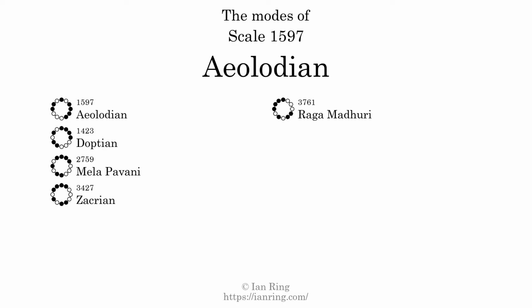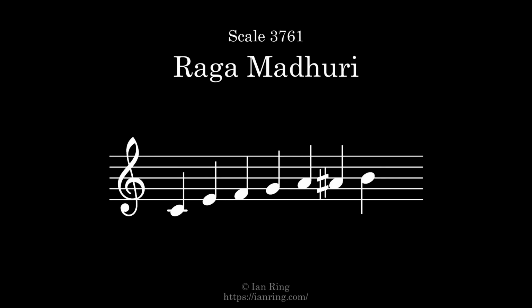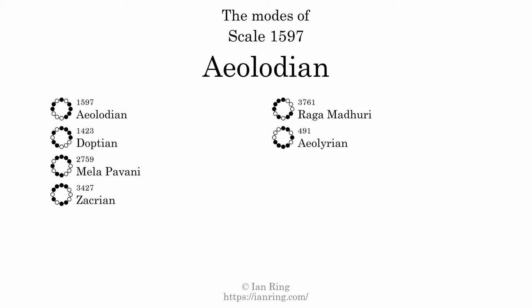The fifth mode is scale 3761, also known as Raga Madhuri. It sounds like this. The sixth mode is scale 491, also known as Aeolodian. It sounds like this.